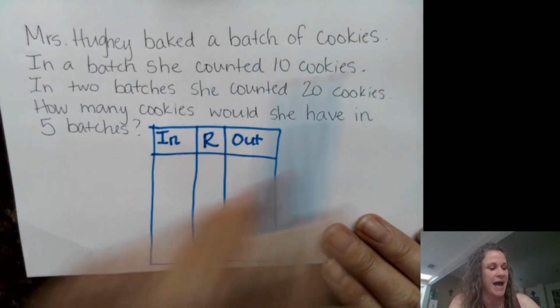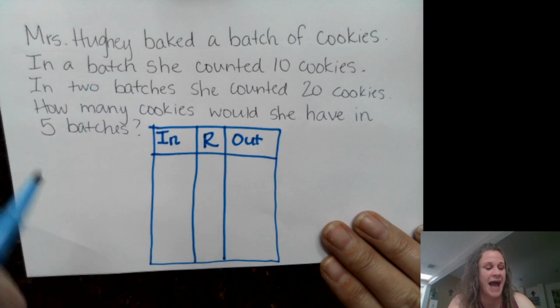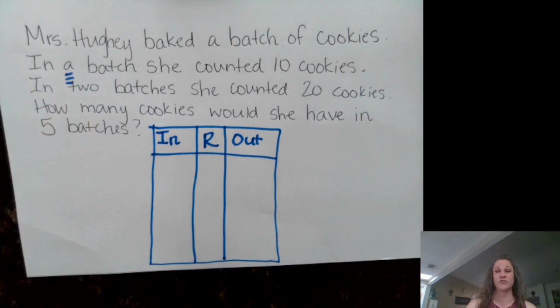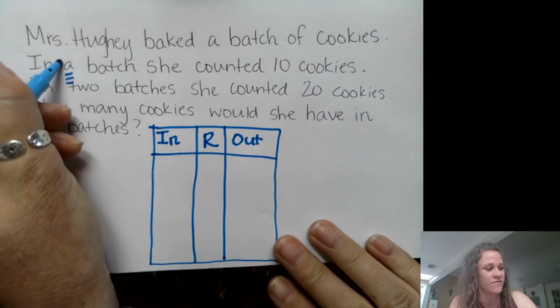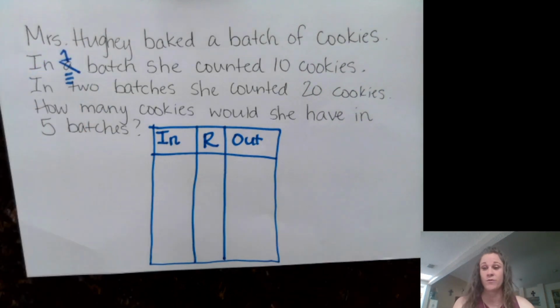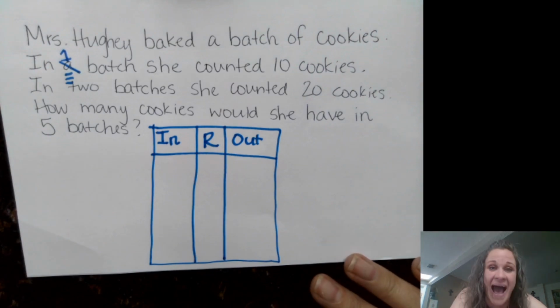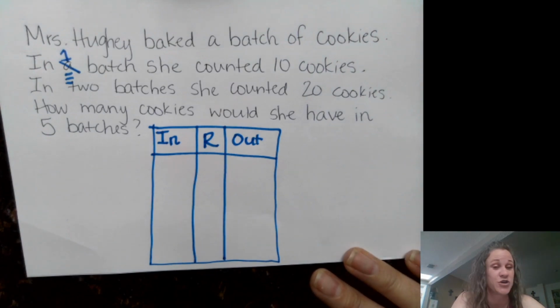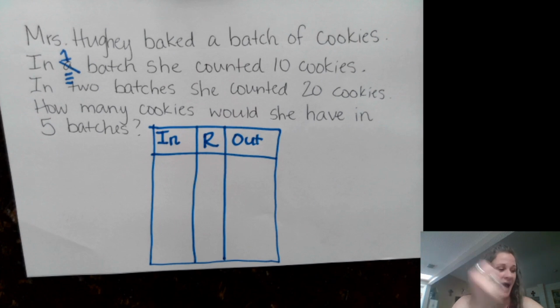Miss Huey baked a batch of cookies. In a batch, right here, this gives people trouble too. A batch, if I have a sticker, that means I have 1. So if that confuses you, mark it out and put the number 1. So in a batch, she counted 10 cookies. In 2 batches, she counted 20 cookies. How many cookies would she have in 5 batches?